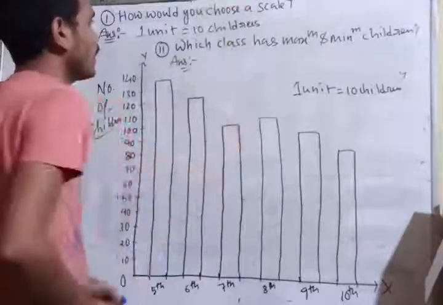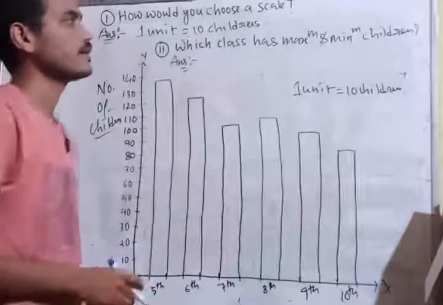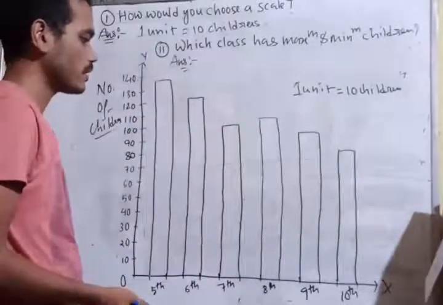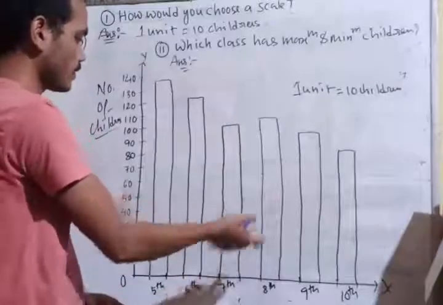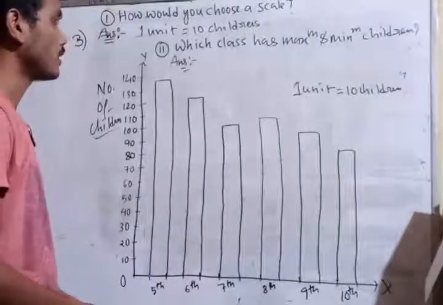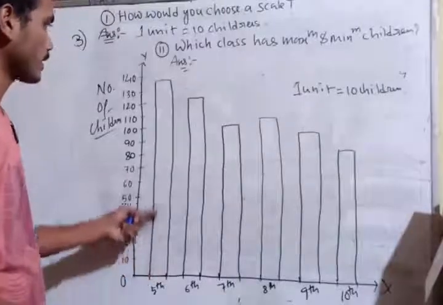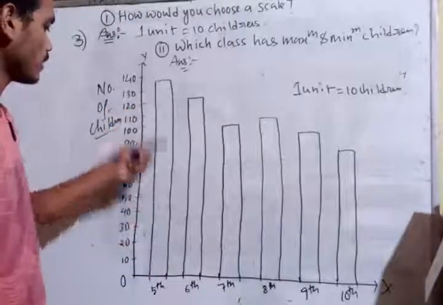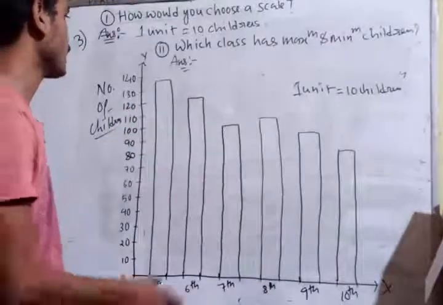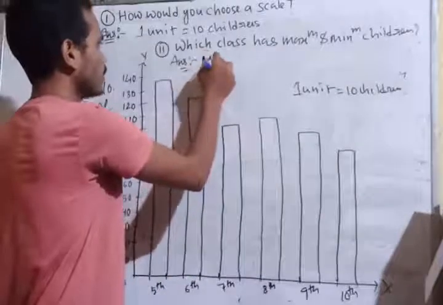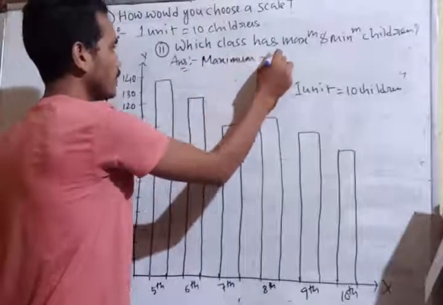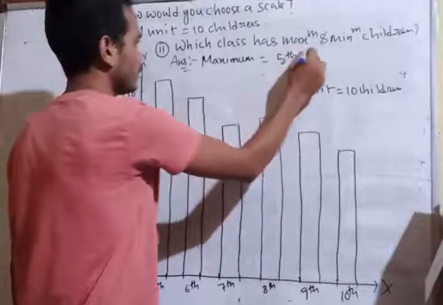Then question number 2 is, which class has the maximum and minimum children? So maximum and minimum children, by using this bar graph only we can write down. So maximum children, where it is, you can see the extreme one, the longest one in 5th class. So the maximum students are there in our 5th class. So maximum, you will write 5th class.